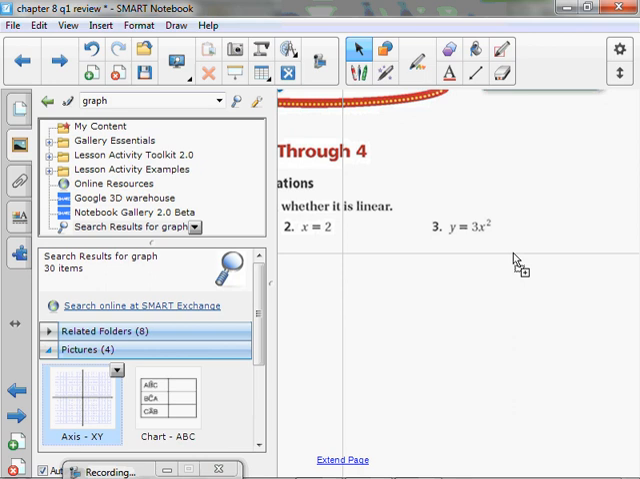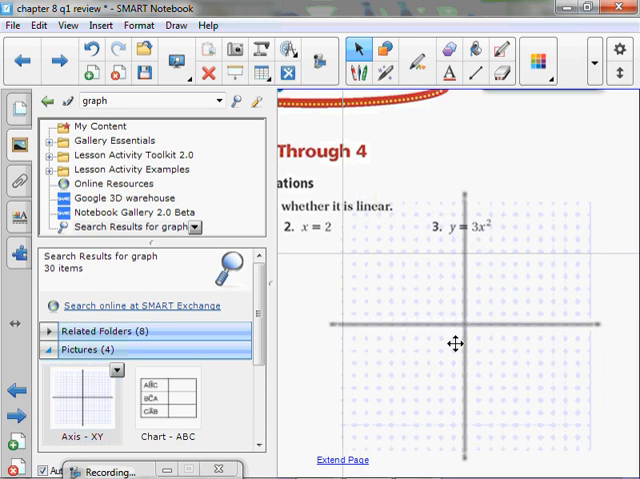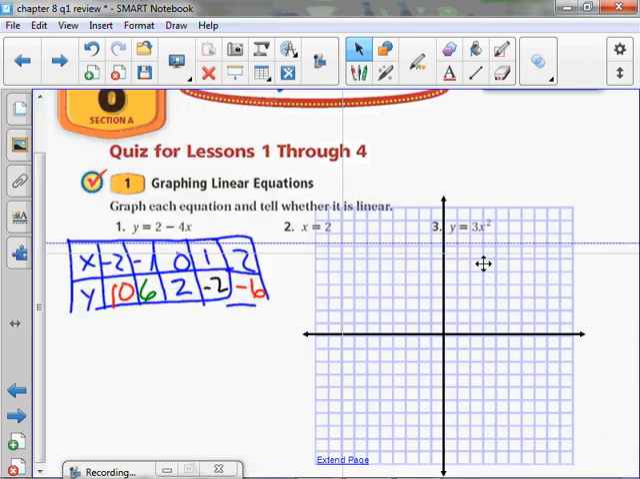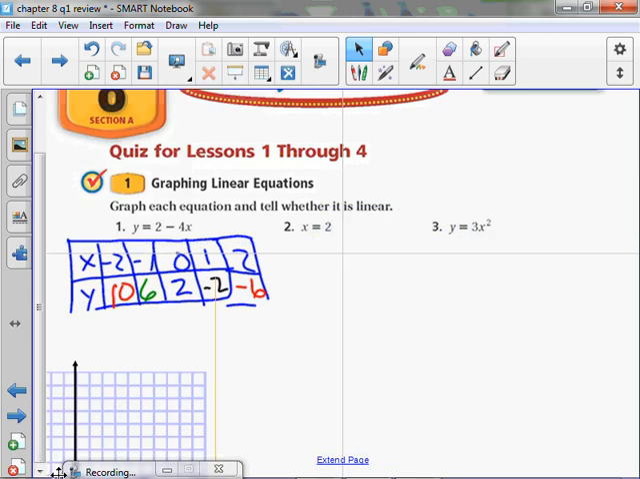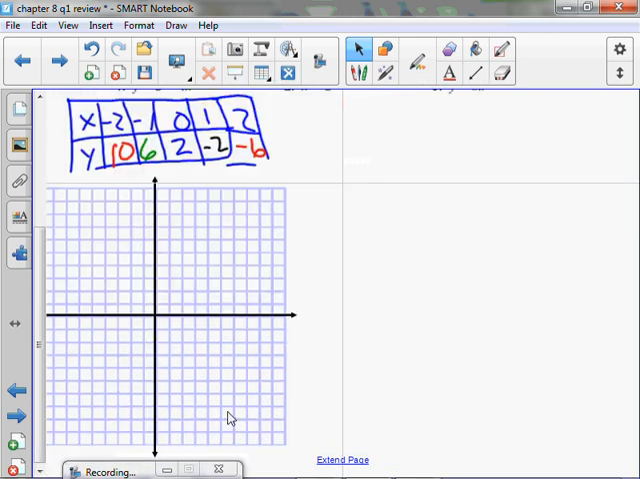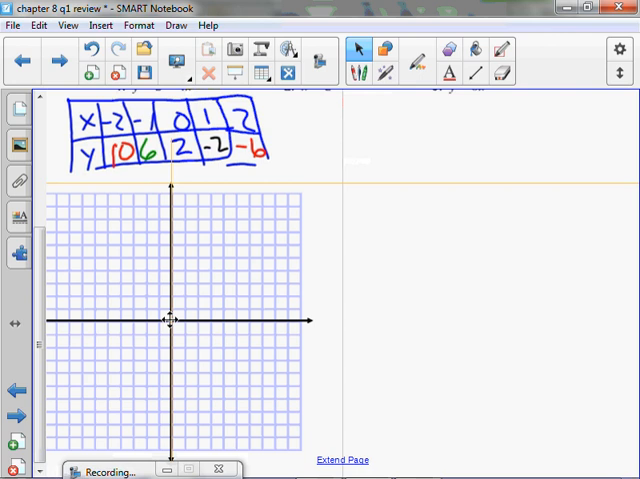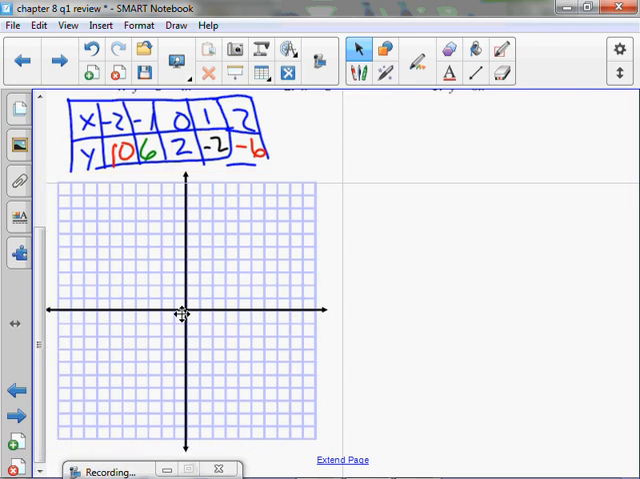That's the one I want. Okay. And I have a graph here. I'm going to move this right down here. Now what I'm going to do is graph each of these 5 points. What 5 points am I talking about? Well, here's one.